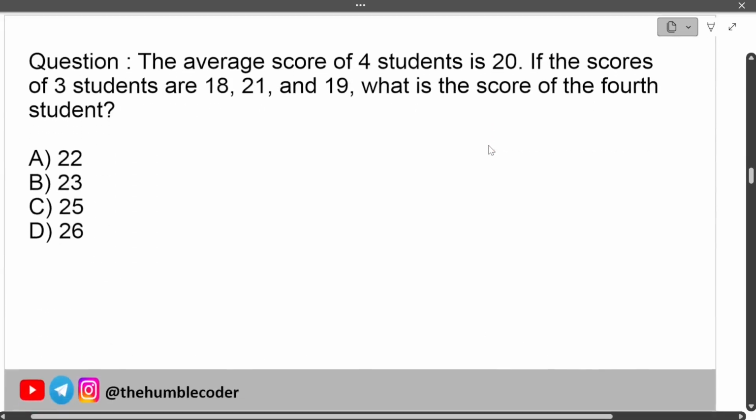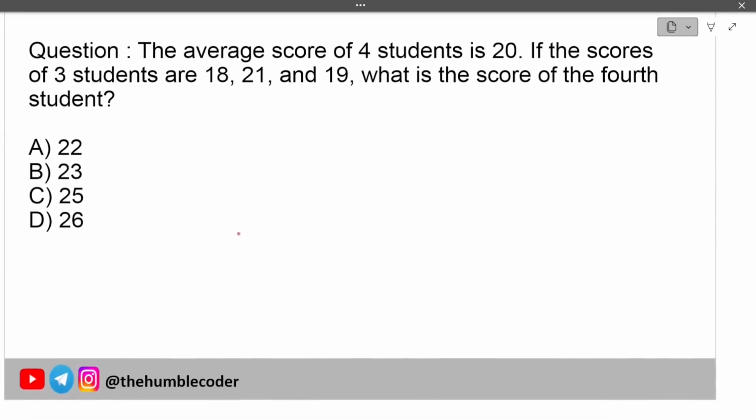The next question that we have is based on average. So let's try to solve this. The average of the scores of 4 students is 20. If the scores of 3 students are 18, 20 and 19, what is the score of the fourth student? Now this is again a bit of a tricky question if you have not practiced it before. So let's see how we can do that.